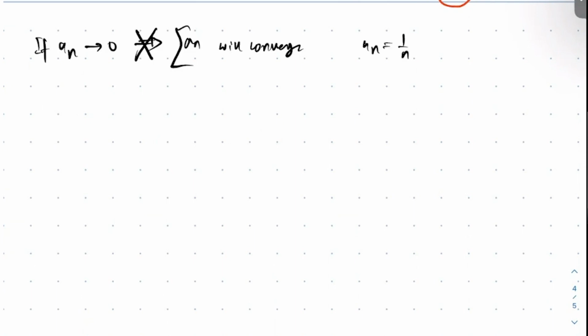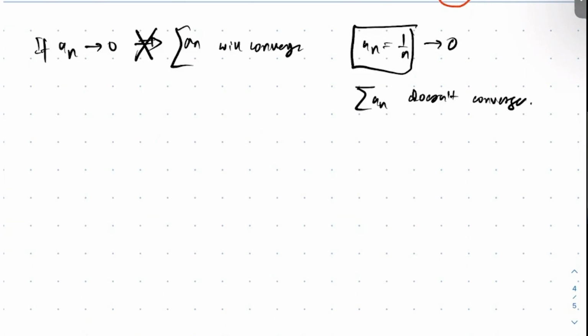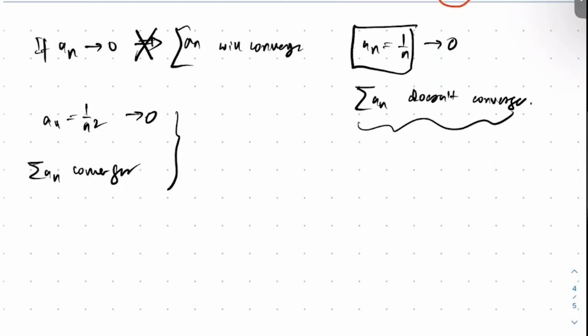So the converse is not true. For example, if a_n goes to 0, it does not mean that the summation of a_n will converge. A very big example I gave you in the beginning is a_n equal to 1 by n. You can see that this goes to 0, but the summation of a_n does not converge. But for example, a_n equal to 1 by n square goes to 0, and the summation of a_n converges. So what it intuitively means is that a_n should not only go to 0, but should go to 0 very fast.